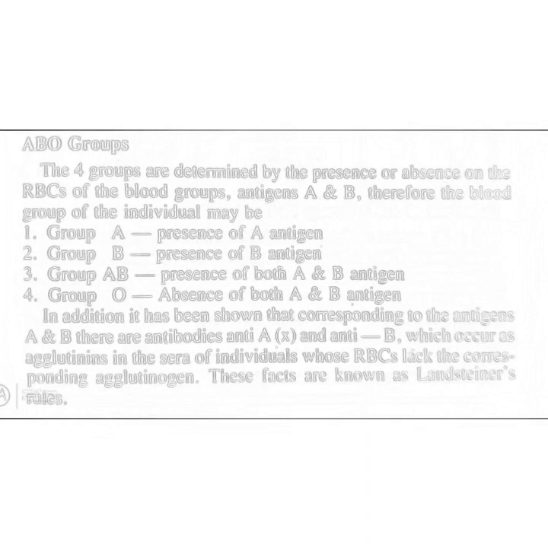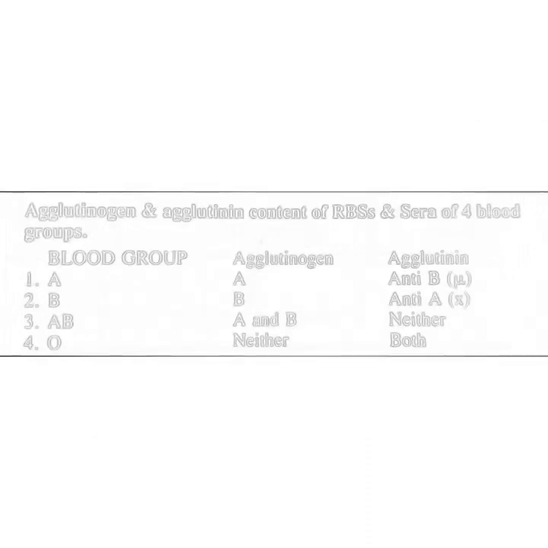Now let me clear it up for you with a table. Here you can see the table. It shows the RBCs and sera of the four blood groups, and the agglutinogens and agglutinins. If there is blood group A, that means there is agglutinogen A and agglutinin anti-B. For antigen we use the word agglutinogen, and for antibody we use the word agglutinin.